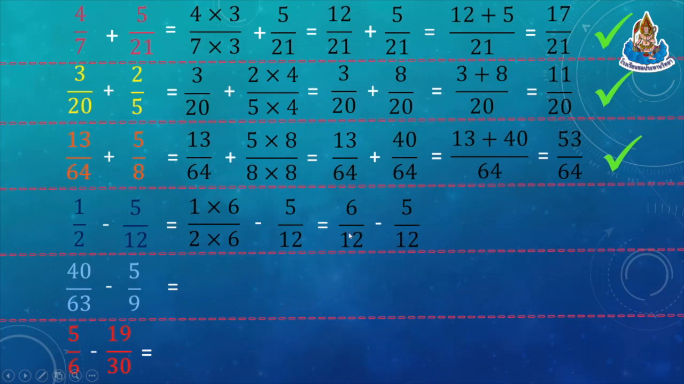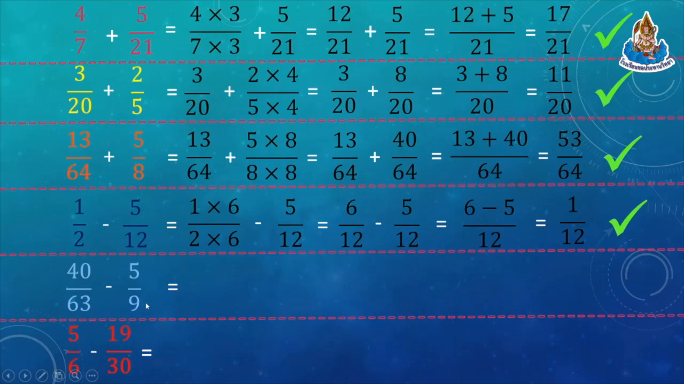Now, when denominators are the same, we subtract numerators. 6 minus 5, denominator 12. 6 minus 5 is 1 over 12. Next one, 40 over 63 minus 5 over 9.